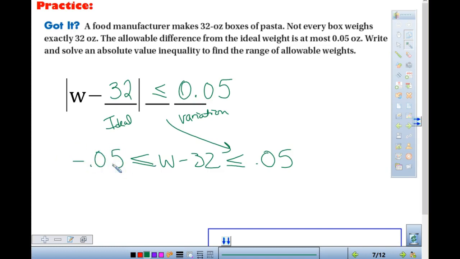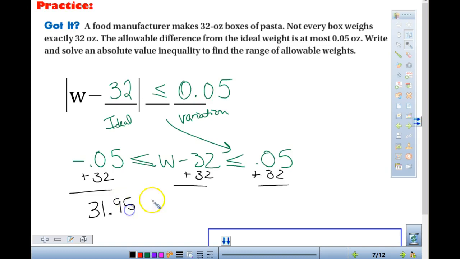How do you finish solving the problem? We are going to add 32 to all sides of that inequality. So, when we start with our first one, what should I be looking at for my weight, Brody? I should have 31.95. Be less or equal to my ideal weight, which on the top side of that, then I should have, Emily? 32.05.